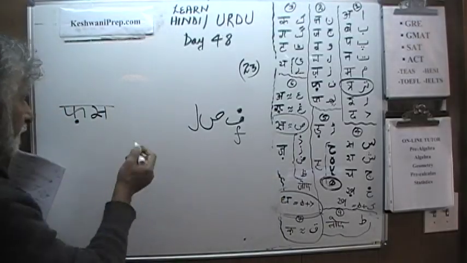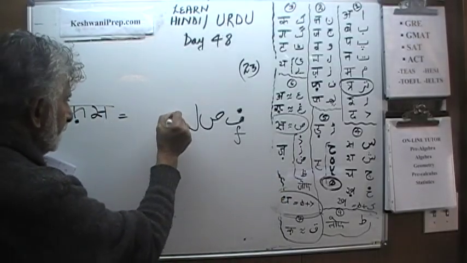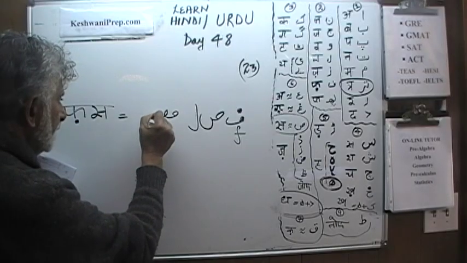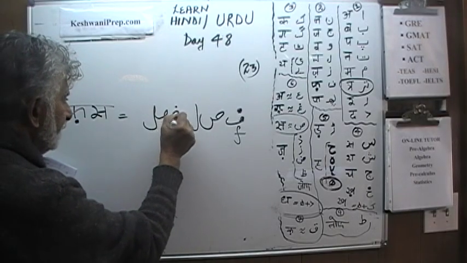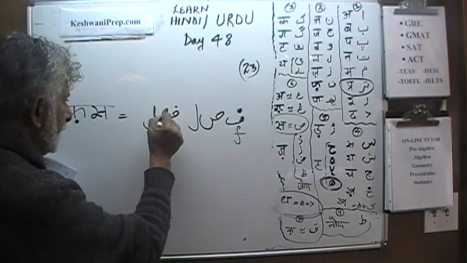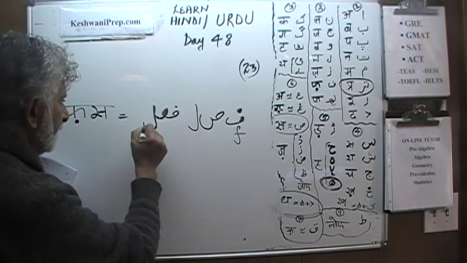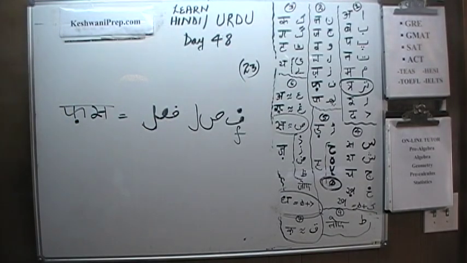Let's put them together. When we put them together, it's going to look like this. Fa, then a swat, and a lam. This is the fa, continues. This is the swat. Right here is the swat, and a lam. Fasal. You know what fasal means?